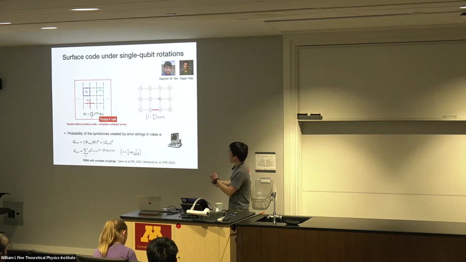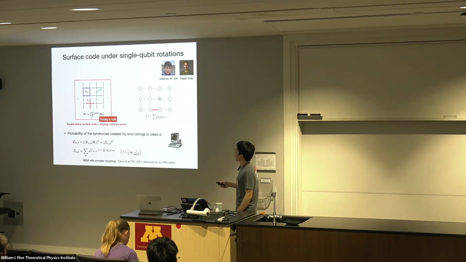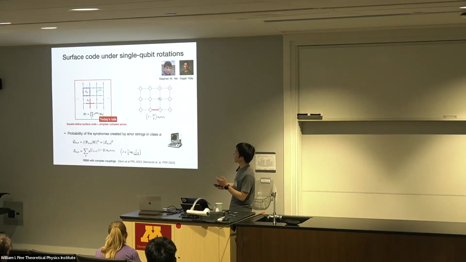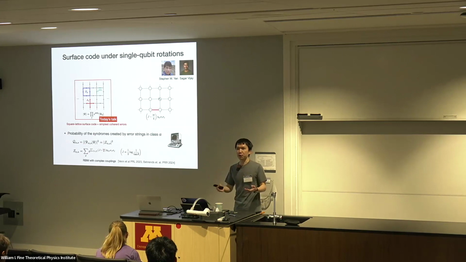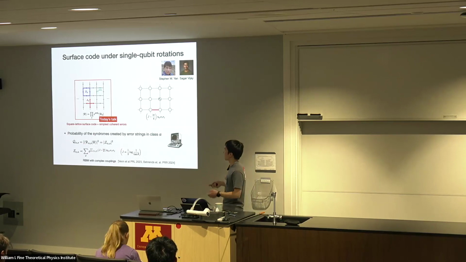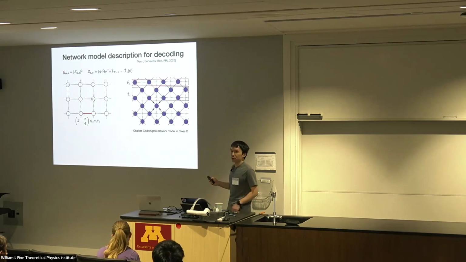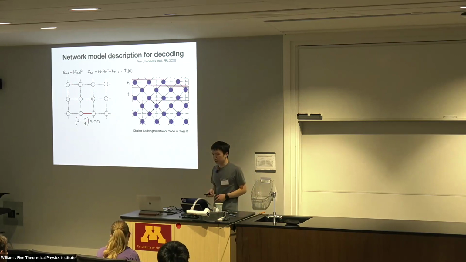So in this case, as I alluded to in the previous slides, the key is Q alpha S, which is the probability of error string from a certain class. It can be written formally as a partition sum over some complex Boltzmann weight. You can translate this partition sum as the partition function of a random bond Ising model, not with a real coupling, but with a complex coupling, which is written here with J depending on the rotation angle theta. This has been figured out in the previous works.